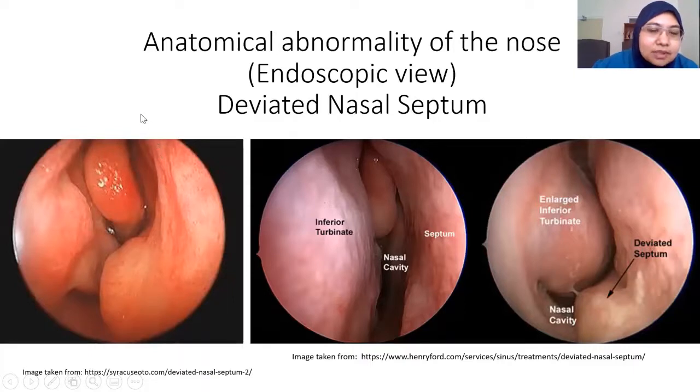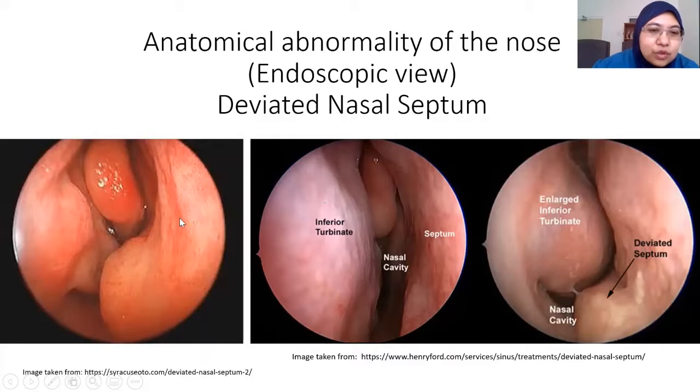Septum runs from the roof of the nose down all the way to the floor, and there is a deviation here. Okay, as opposed to this structure over here, this is the inferior turbinate and this is the middle turbinate.